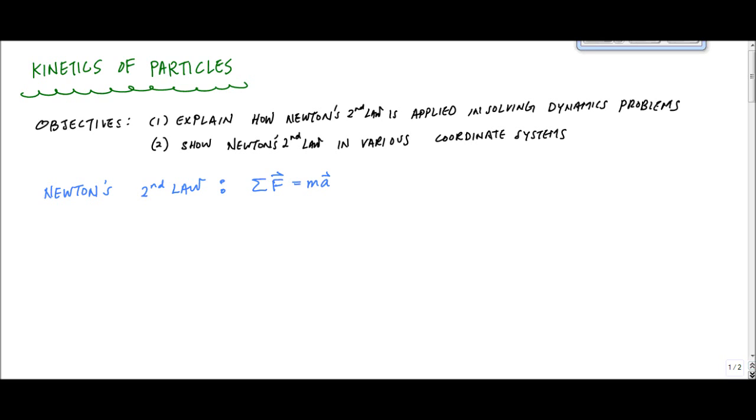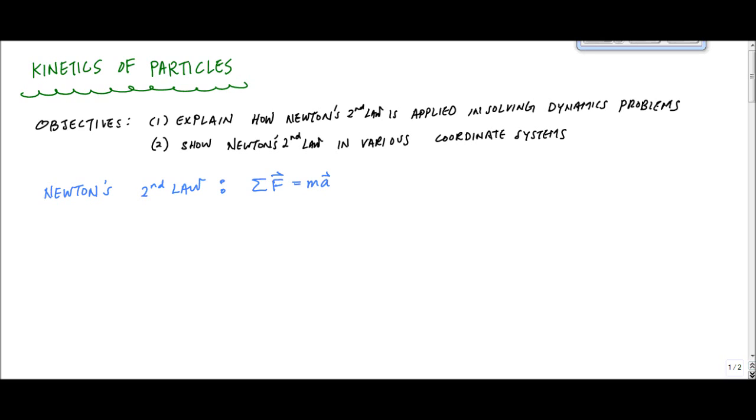And so in this video, I'll explain how Newton's second law is applied in solving dynamics problems. I'm not going to go through some derivation. I don't think I even know how to do it, but we'll just talk about how we can apply it for our dynamics problems and use it the way we want to use it. And then I'll just display to you Newton's second law in various coordinate systems, and then hopefully in another video or so we'll do a couple examples.